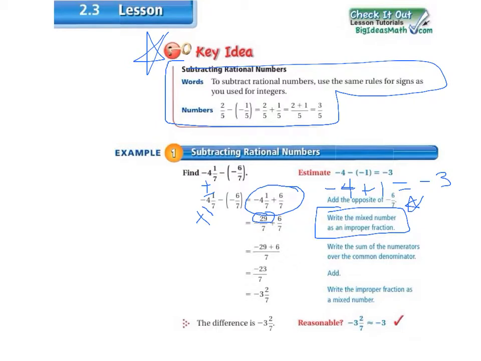So it's -29/7 plus 6/7, and then you write the sum of the numerators over the common denominator. So it's -29 plus 6 over 7, and when we add that, it turns out to be -23/7. And then when we write the improper fraction as a mixed number, it turns out to be -3 2/7, and we compare it to our estimate to see if it's reasonable, and it is close, so it works.